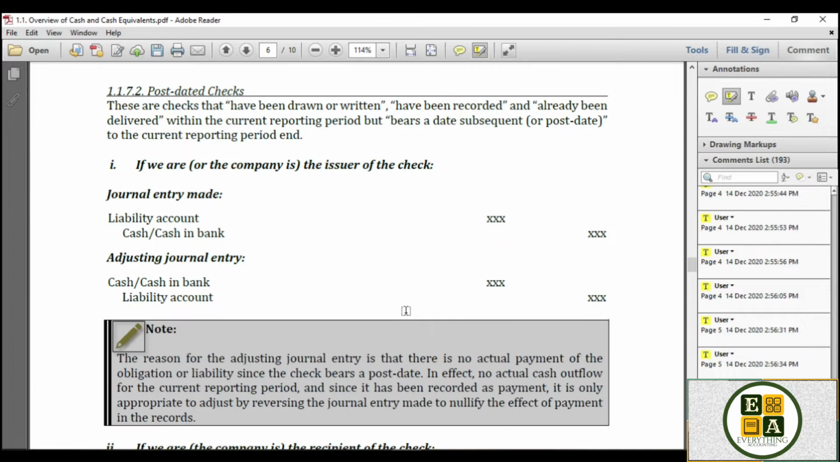Then, yung post-dated check naman, pag sinabi nating post-dated check, these are checks that had been drawn or written, okay, may nakasulat dun sa check na this amount is good for payment, then na-record mo din. In contrast nga lang sa undelivered check, yung post-dated check na-deliver within the reporting period, but yung gist, it bears a date subsequent, meaning post-date, to the current reporting period or dun sa issuance date.